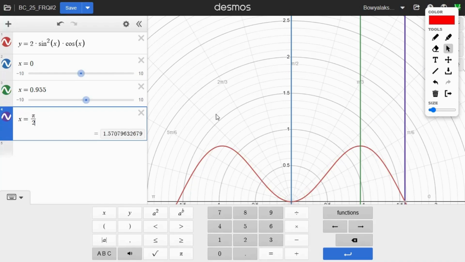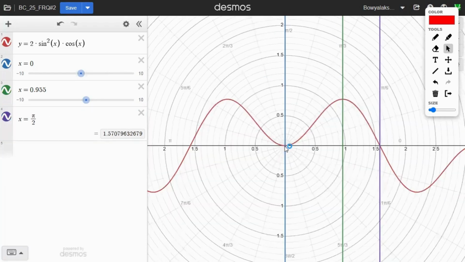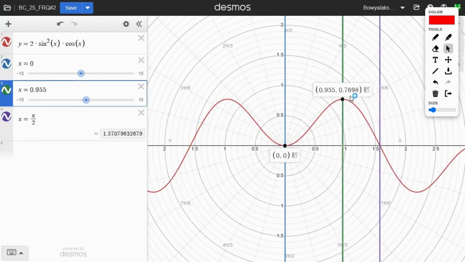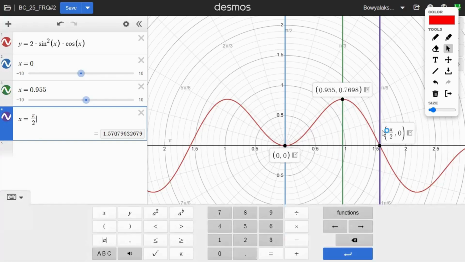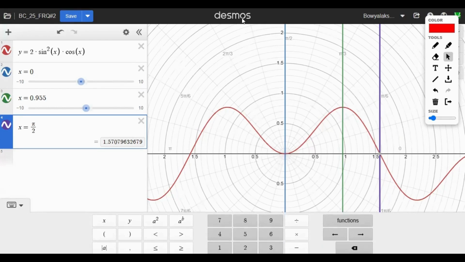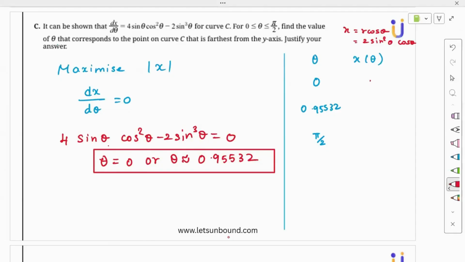Okay, so let's check the values, the blue, green, and this. When x is equal to 0, this is also 0. This intersection is 0.769. This intersection is 0. So I'm going to list this and finalize my answer, where it will be farthest from the y-axis. So that's it. This is the highest one.